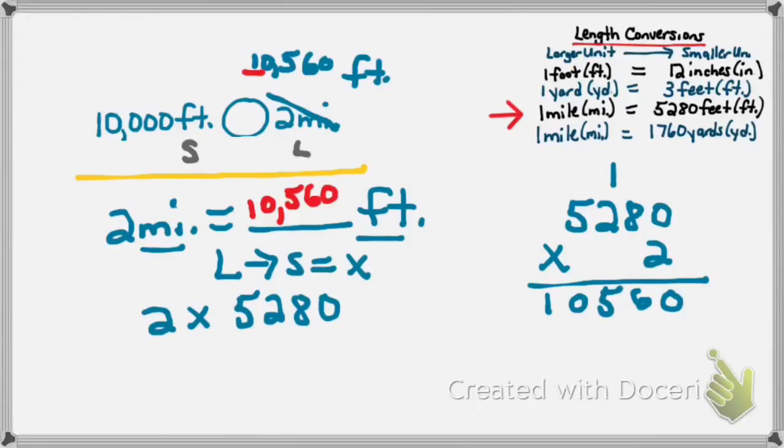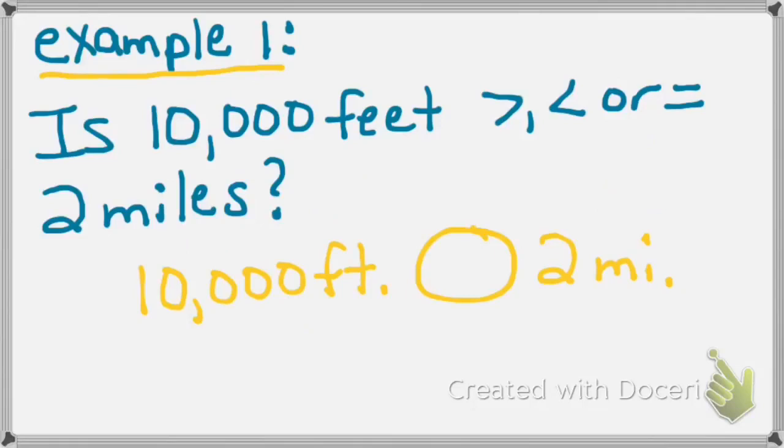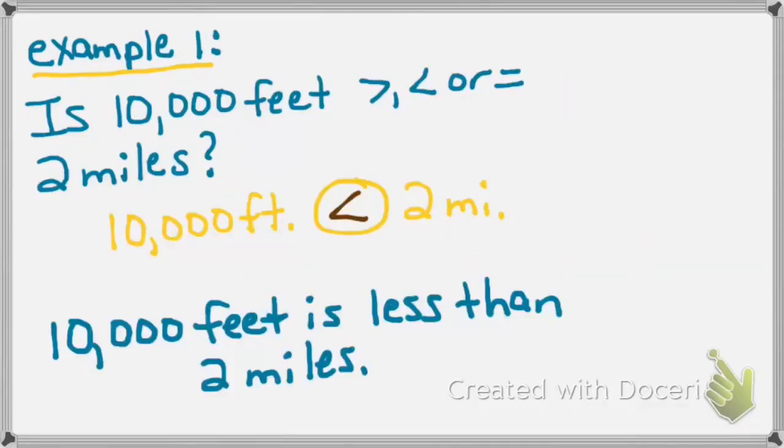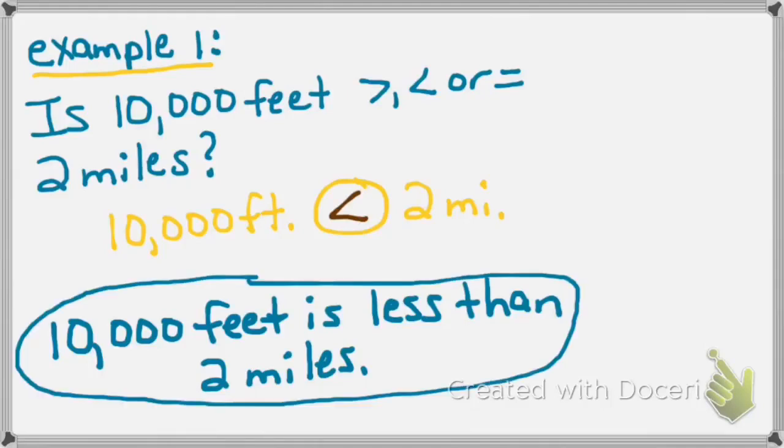Well, my tens are the same, but when I get to that hundreds column, I have a 0 and a 5. 0 is going to be less than 5, so 10,000 is less than 10,560. So when I go back to my original question, it says, is 10,000 feet greater than, less than, or equal to 2 miles? I'll write my final sentence. 10,000 feet is less than 2 miles, and that's my final answer.